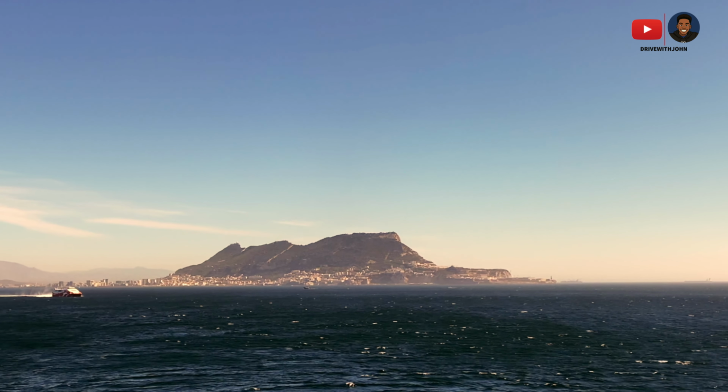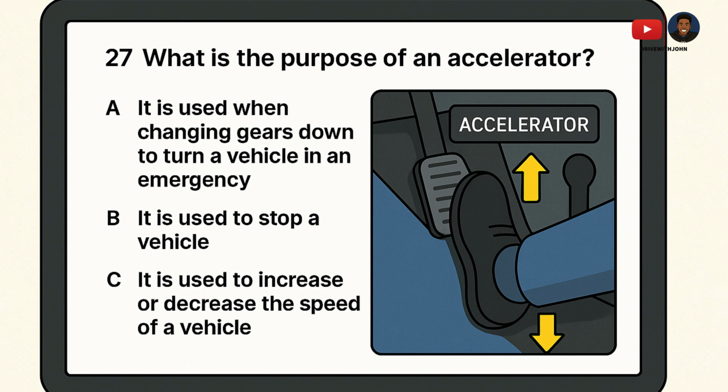Right, let's go. Question 27. What is the purpose of an accelerator? An accelerator you find in many vehicles, or all vehicles basically. So the automatic will have the accelerator and the brake, and then your manual will have your accelerator, your brake, and your clutch. Is it option A for this question?